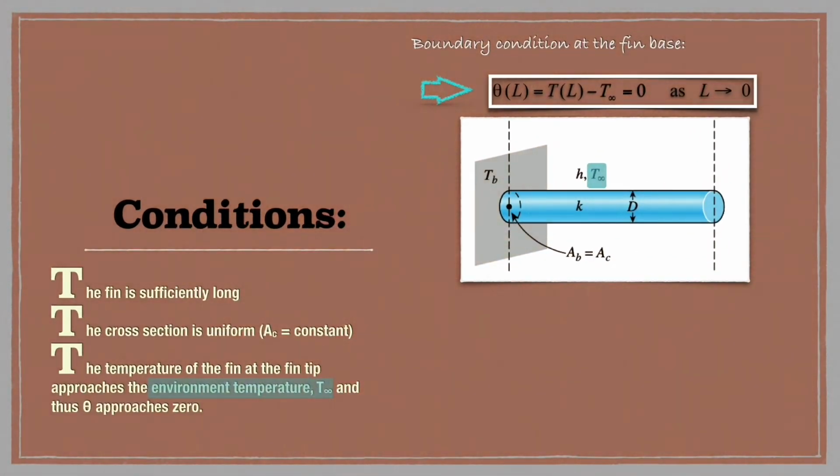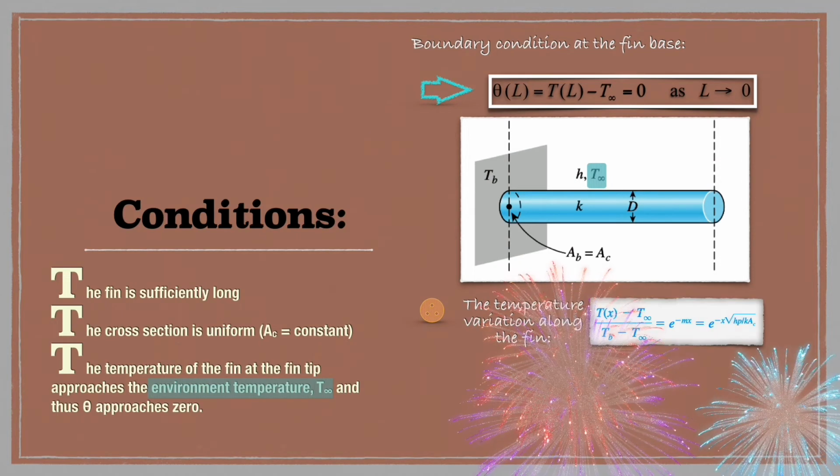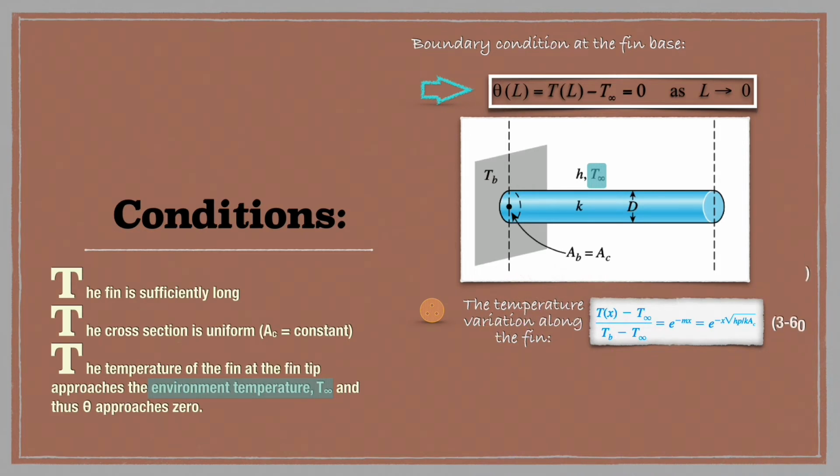The variation of temperature along the fin, in this case, can be expressed as illustrated in equation 3-60. The steady rate of heat transfer from the entire fin can be determined by Fourier's law of heat conduction.